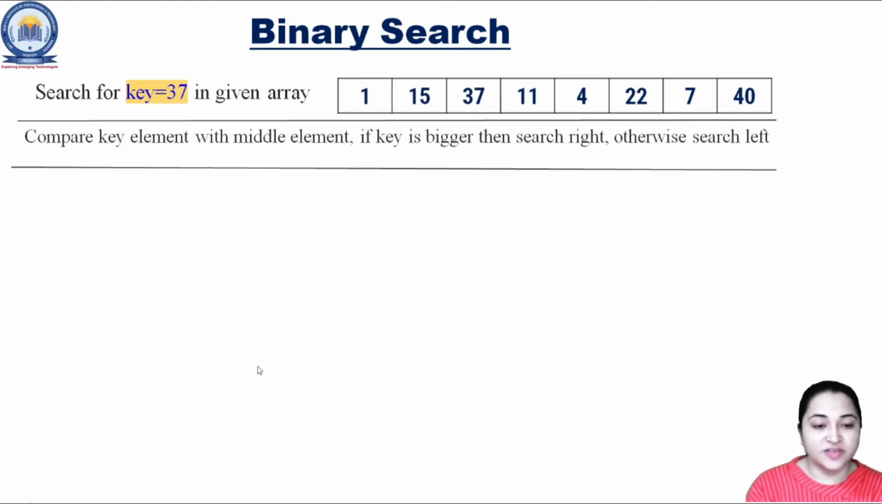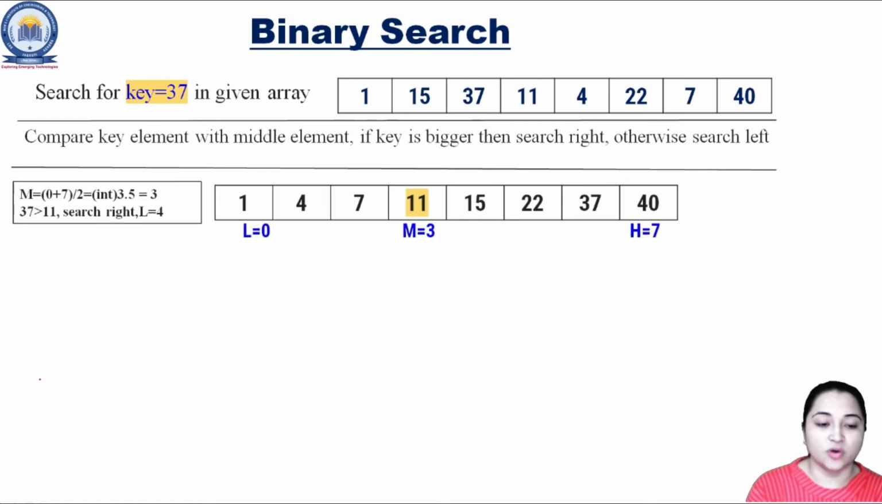Let us now see one more example of binary search. Here we are given key 37, which is to be found in this array, right? As we can see, the array is unsorted. So first of all, we have to sort the array, and then we have to start applying binary search on this array. So in the first step, we will sort the array, and the array will look something like this.